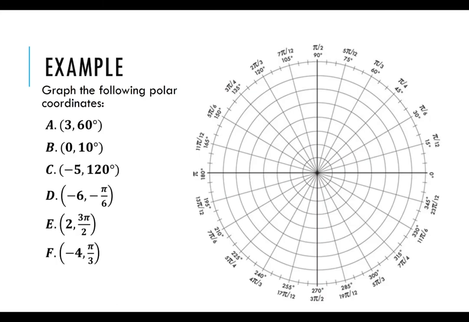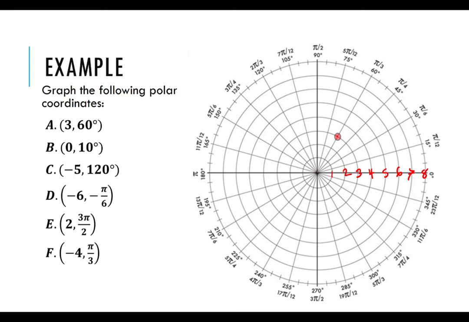If I have (3, 60 degrees), my radius is 3, so I go 1, 2, 3. I'll go ahead and label the rest of these. Then I have my radii measured, and so then for (3, 60 degrees), go out 3, do a rotation of 60 degrees. There we are, that's (3, 60 degrees).